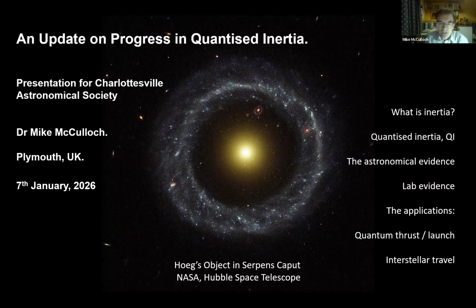So I've chosen to show this object, this circular galaxy, which is called Hoag's object, because it's probably the most beautiful illustration of quantized inertia. And hopefully by the end of the talk, you'll understand why. But it's a very interesting galaxy. It's got a core in the center here and a ring of material outside. And you can actually see it. It's in the constellation Serpens Caput, which is in the northern hemisphere. And you can see it if you've got a 20-inch telescope or more. So I think your society will be able to look at that.